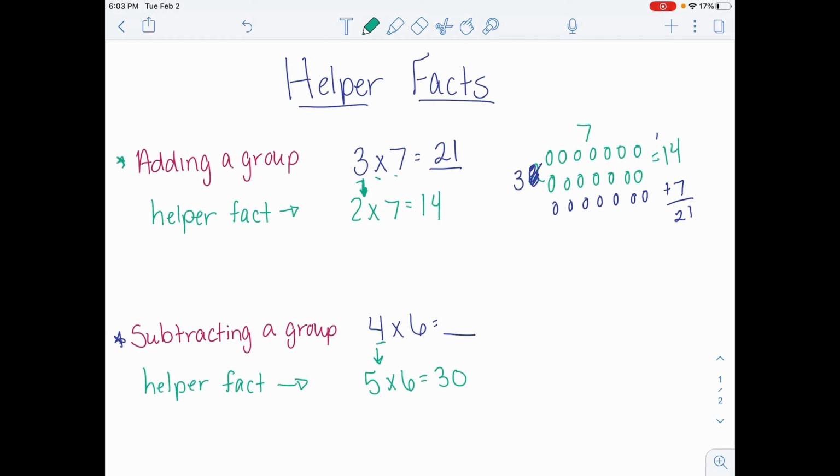I just took a look at that 4 and I said, if I bump that up 1 to 5, I'm a closer but easier fact. So I'm going to draw my array so that you can see this 5 by 6. So here's a 5 and a 6. I'm going to fill in my array.